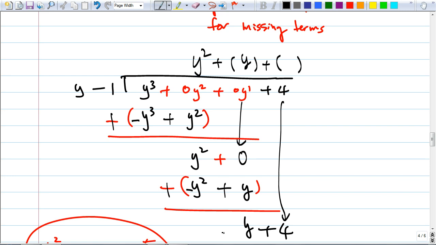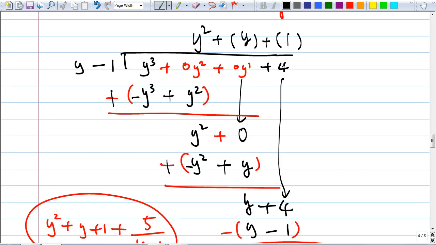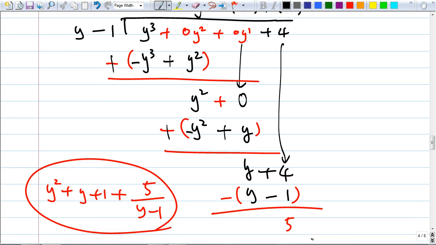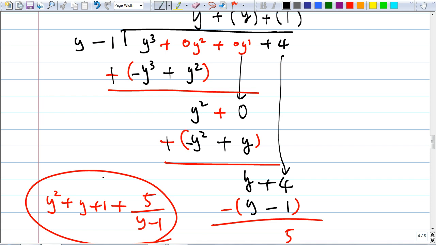Then, how many times does y go into y, class? Once. Okay, once. So you write y plus negative y minus 1 in parentheses. Again, when you subtract, what do I get, Cos? 5. Okay, so here's the answer. You get a remainder, so the answer becomes everything we had on top, y squared plus y plus 1, plus 5 over y minus 1, whatever we're dividing.